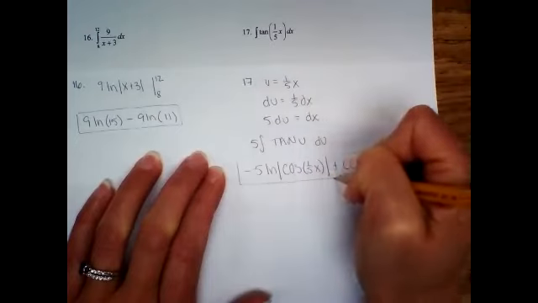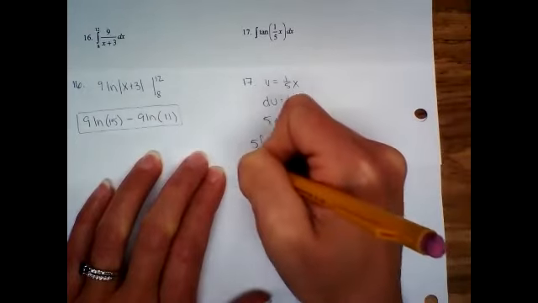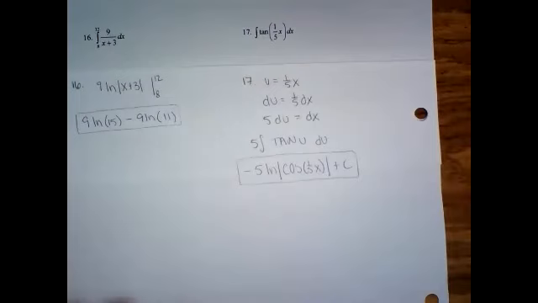So it's negative ln of cosine, and probably just make some flashcards to go over those ones that you just have to memorize.